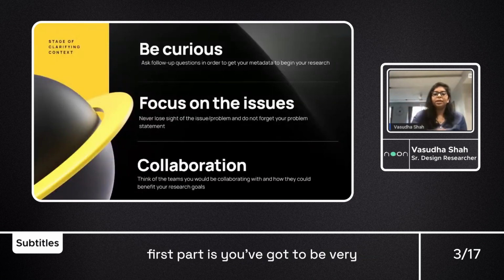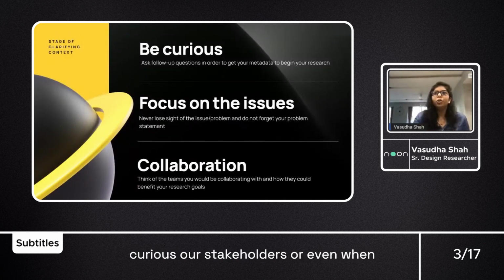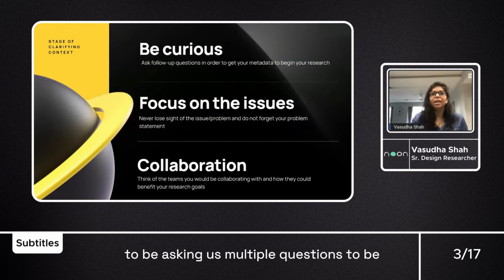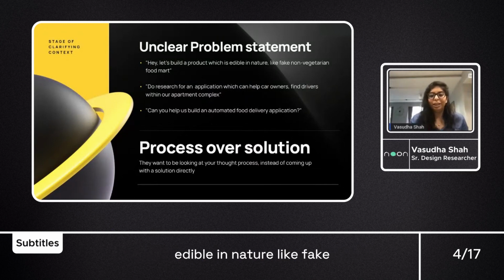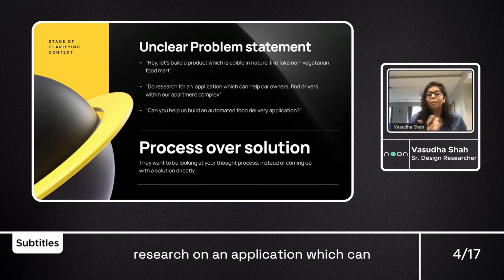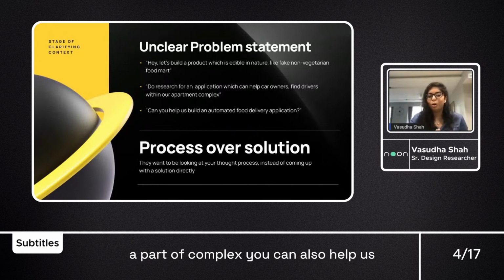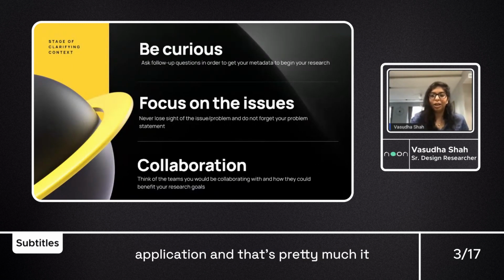So the first part is you got to be very curious. Our stakeholders, or even when you go for job interviews, are going to be asking us multiple questions. To be extremely honest, the problem statements are very vague. They can go from, hey, let's build a product which is edible in nature, like a fake non-vegetarian food mart, right? Or do research for an application which can help car owners, or find drivers within our apartment complex. You can also help us build an automated food delivery application. And that's pretty much it.